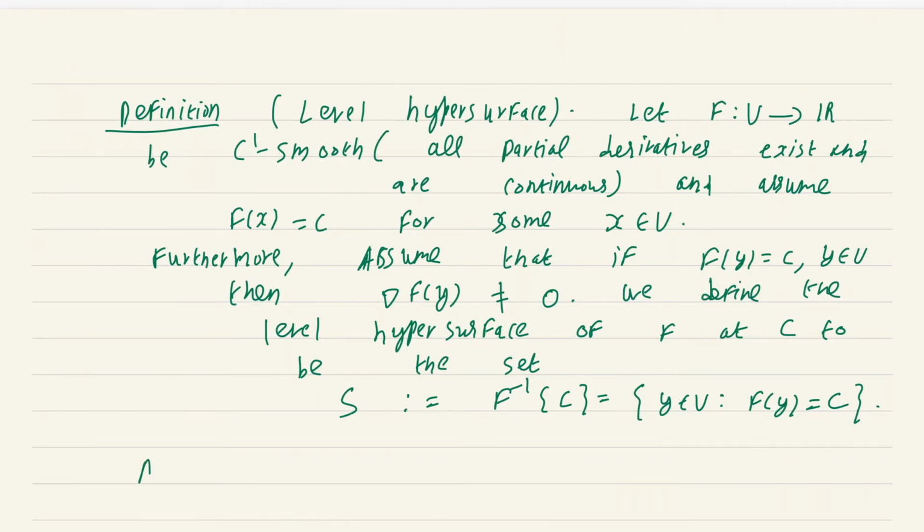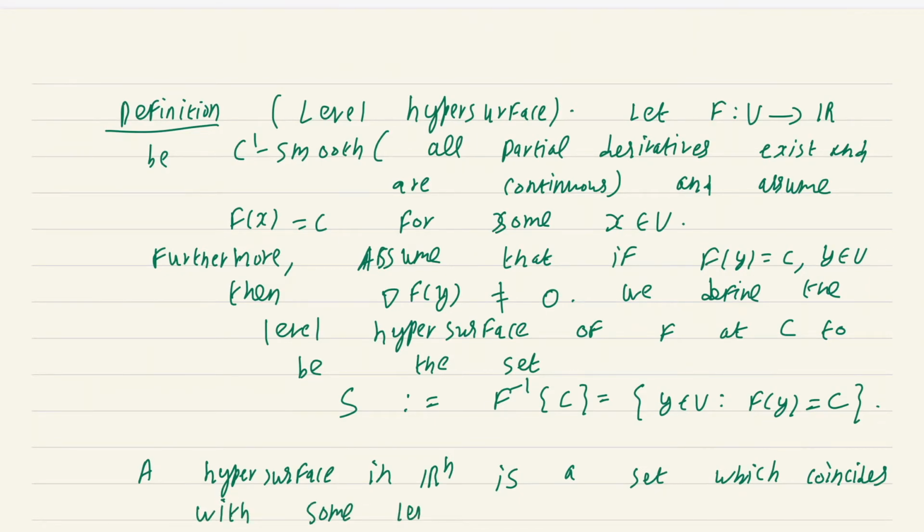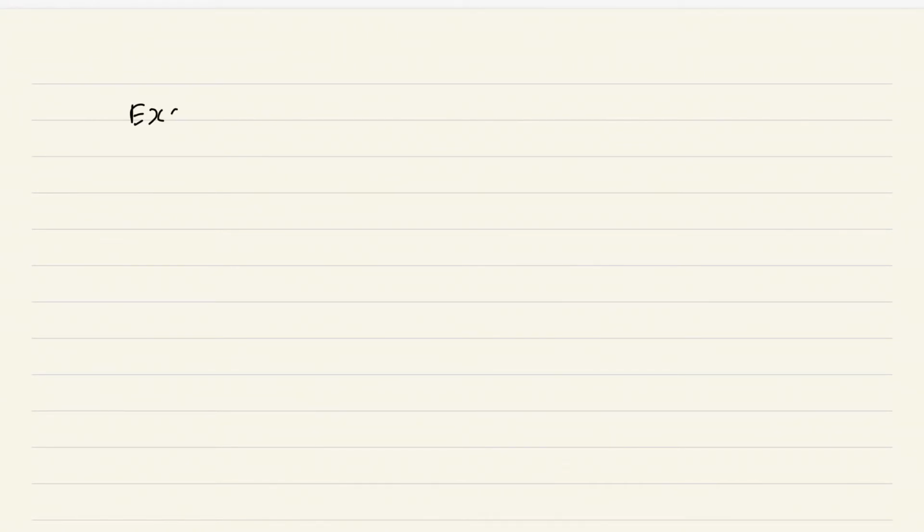A hypersurface in Rn is a set which coincides with some level hypersurface. So it's just a set which is going to be the pre-image of some function that is C1 smooth and such that the gradient does not vanish and so on and so forth. So some level surface of a C1 smooth function. This definition might seem a bit complicated, so it's good to see at least one example. We will see many more in the future when we study manifolds. So let's just see one example to get an idea of what is going on.